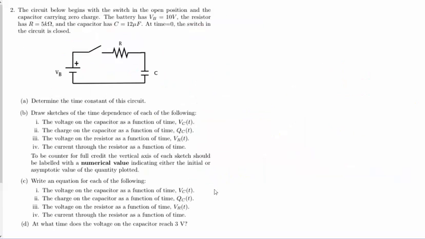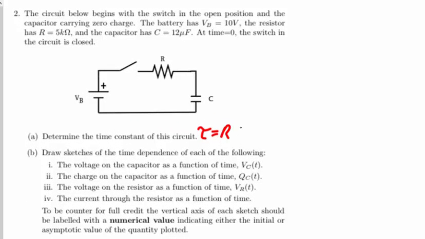Going back to the problem at hand, part A asks us to determine the time constant. This is something we know from memory. The time constant of an RC circuit is resistance times capacitance, and we will have 5 kiloohms times 12 microfarads. 12 times 5 is 60, and kilo times micro is milli. So the result of this calculation is that the circuit shown in the diagram has a time constant of 60 milliseconds.